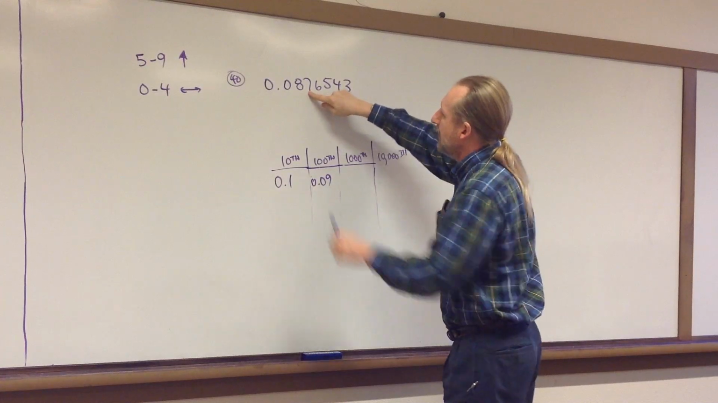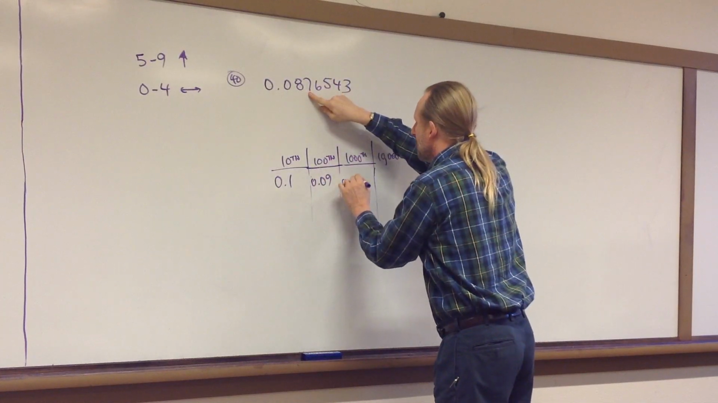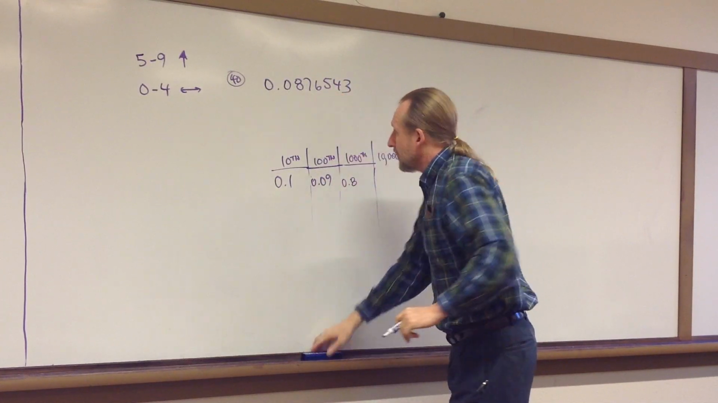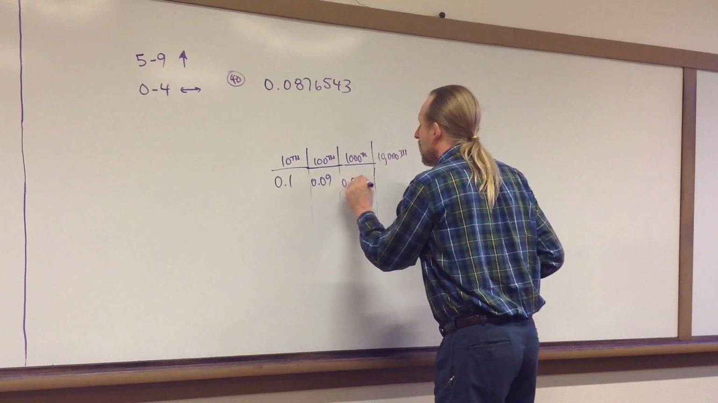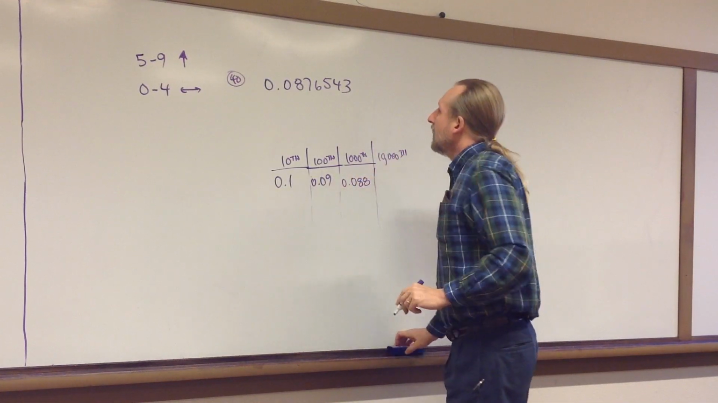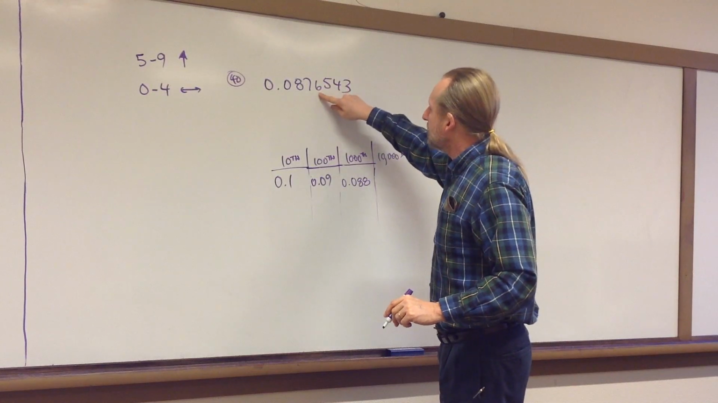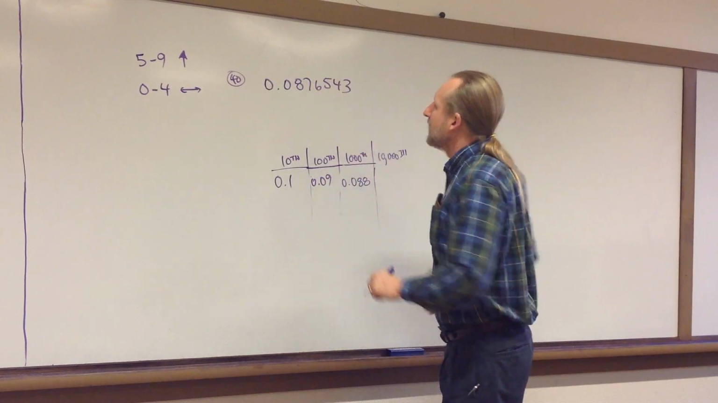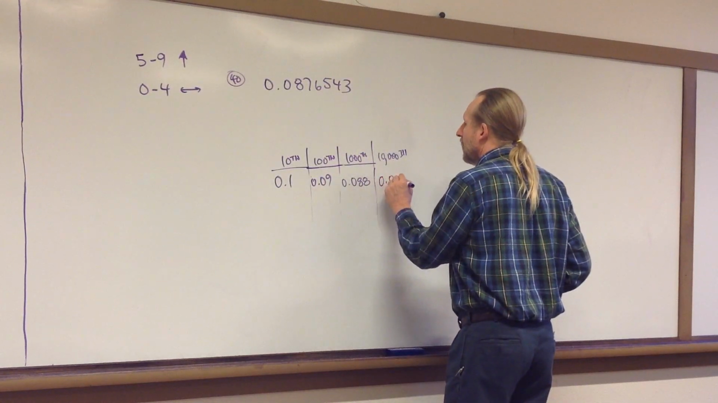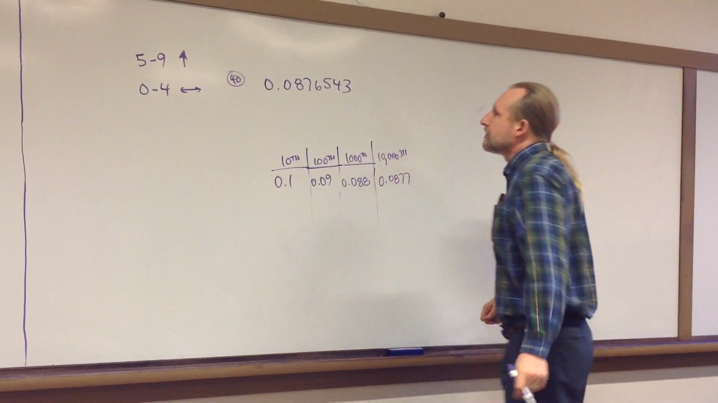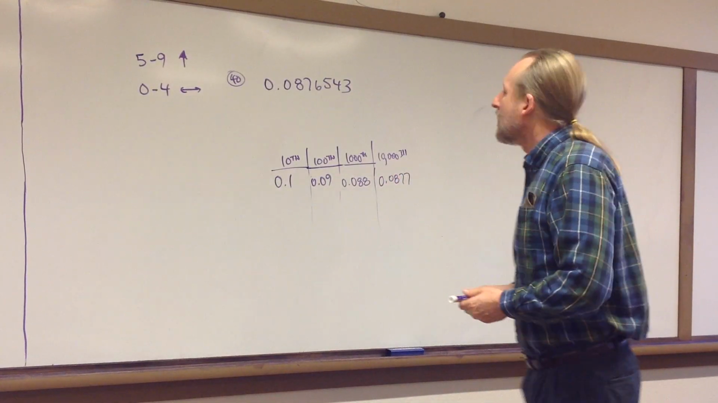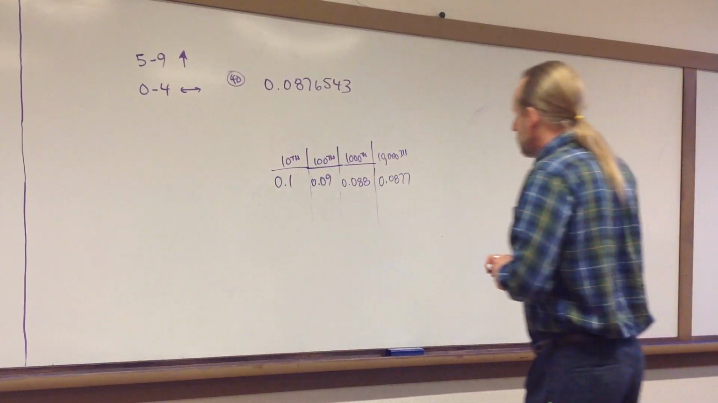Thousandths place has a 7. Next to it is a 6. That's going to push it up to 0.088. And then the ten-thousandths place has a 6. There's a 5 next to it. That's going to push that up to 0.0877. Okay. So here's something that happens from time to time.